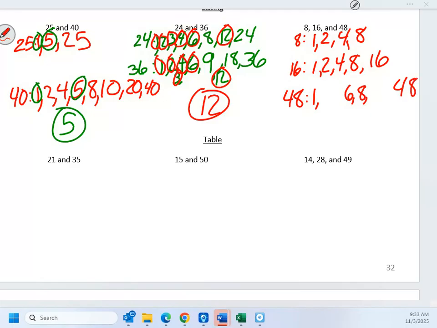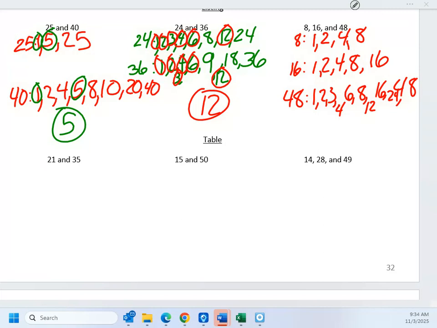What else can I multiply together to get to 48? Vinny, 16 times 3. 3 and 16. What else? Jack, 24 times 2. What else? Vinny, 12 times 4. Yeah, 4 and 12. Whew, there were a lot for that one.